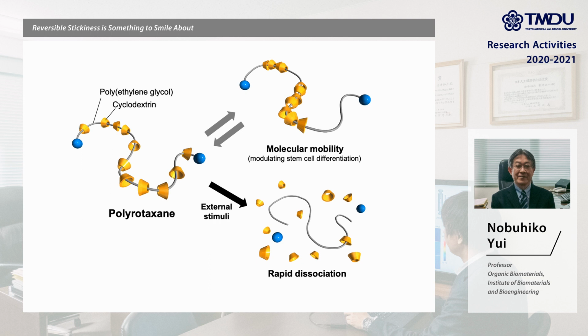From this point of view, we expect to utilize this polyrotaxane as crosslinks in order to design rapidly dissociative and eliminative materials via external stimuli. In our recent study, this idea brings us new innovation to realize reversible thickness of dental resin for patients smiling.